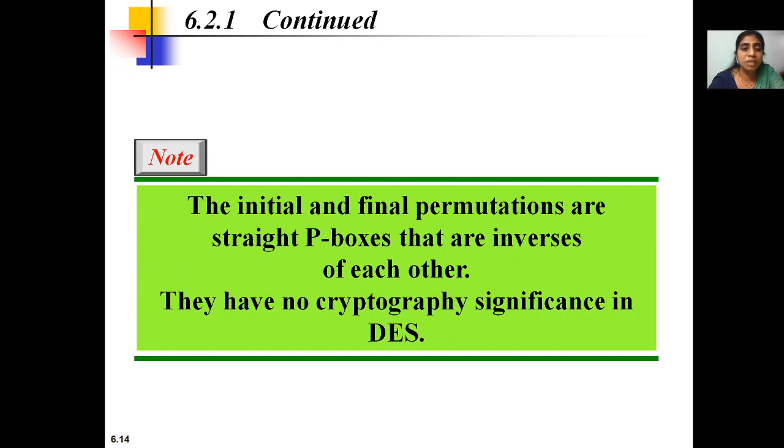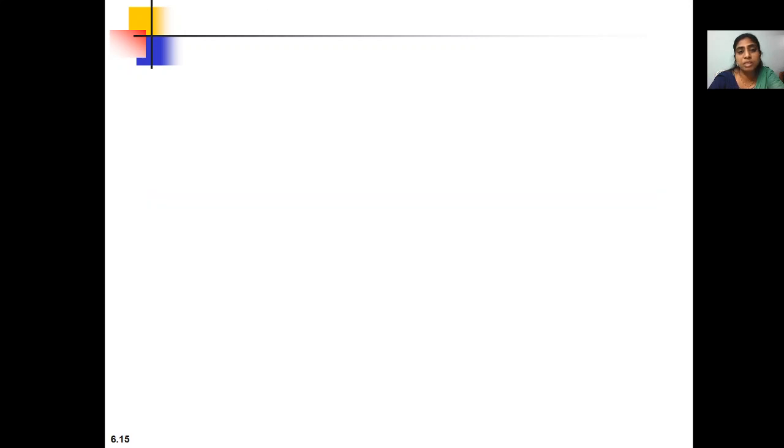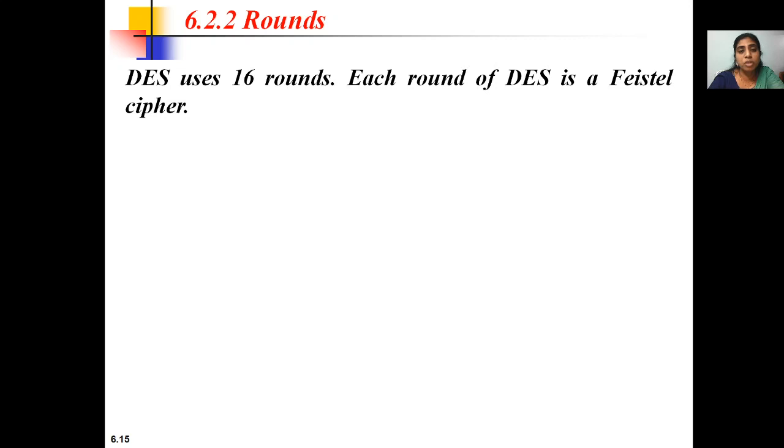So the initial and final permutations are straight P boxes that are inverse to each other, and they don't have any cryptography significance. So we use 16 rounds in the DES algorithm. At each round we are going to achieve a Feistel cipher, that is, the Feistel structure.